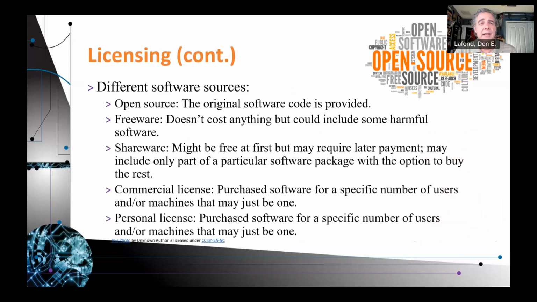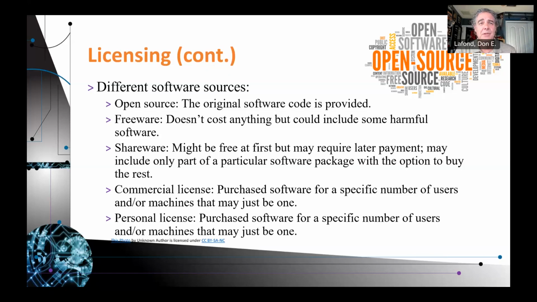You can get software from different sources. Open source, where original software code is provided. Get permission. Believe it or not, Firefox, the browser, is open source software. It doesn't mean it's bad. Open source doesn't mean it's bad, and it doesn't mean it doesn't belong on a corporate computer. Just make sure you get permission from the important people before loading open source or freeware or shareware.